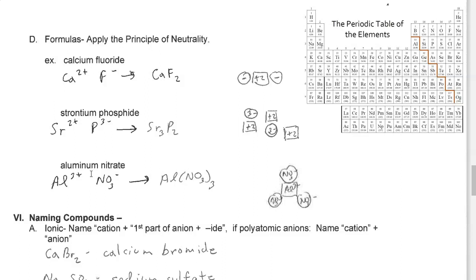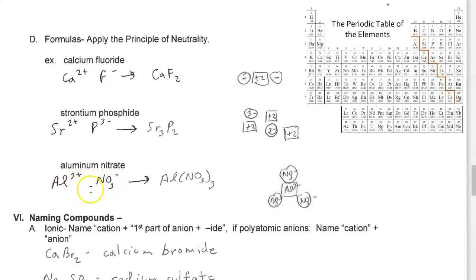All right? So I've got a nitrate here with a -1. So what's the smallest number of aluminums and nitrates I can put together and get something that adds up to 0? Well, 1 aluminum at +3, and then 3 nitrates at -1. 1 aluminum here +3, 3 nitrates -3, +3 -3, 0. So the formula would be AlN3O9, right? Well, no, can't write it that way.